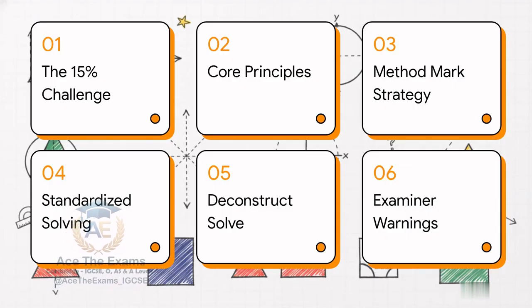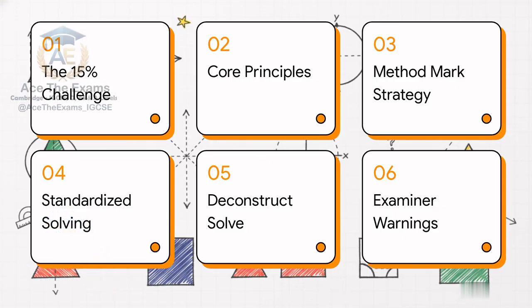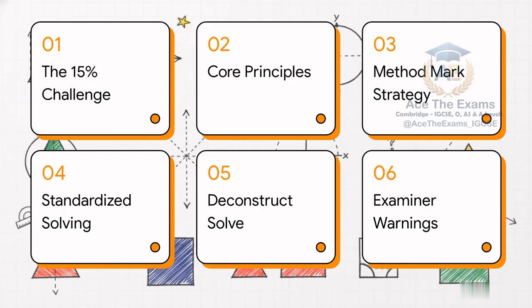Okay, let's dive into this and look at our roadmap for today's session. We are breaking this complex mathematical beast down logically. We're starting with the 15% challenge to understand the stakes. Then, we are uncovering the core principles of how examiners think. After that, we outline the absolute goldmine that is the method mark strategy. Then, we'll walk through standardized solving, dive deep into the deconstruct, solve, evaluate blueprint, and finally, wrap up with some critical examiner warnings that you cannot afford to ignore.